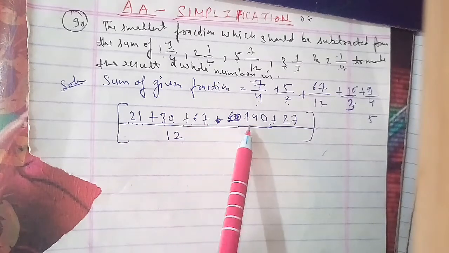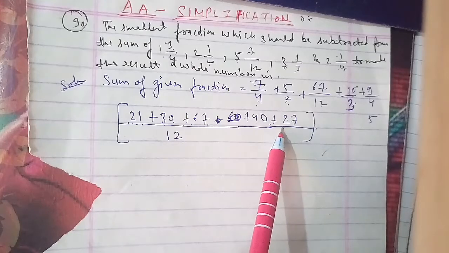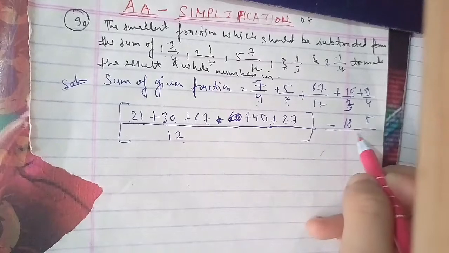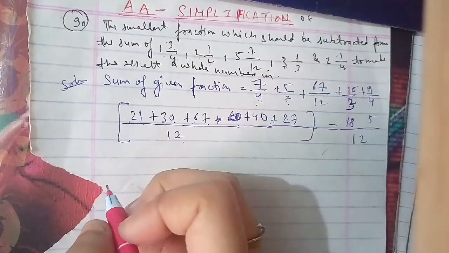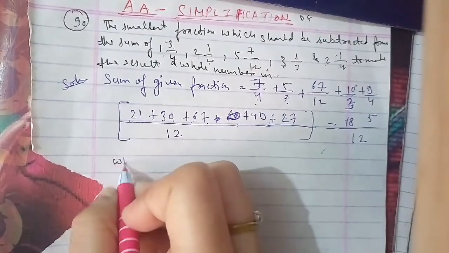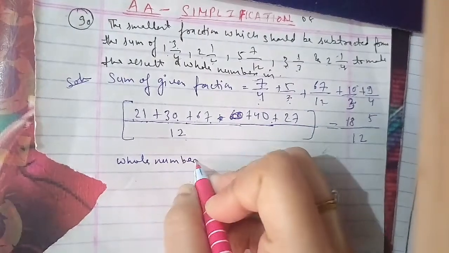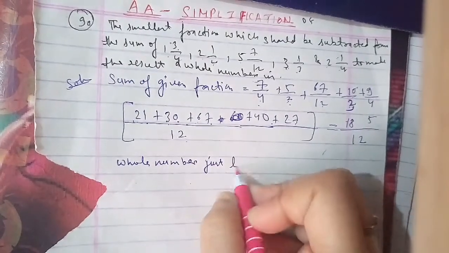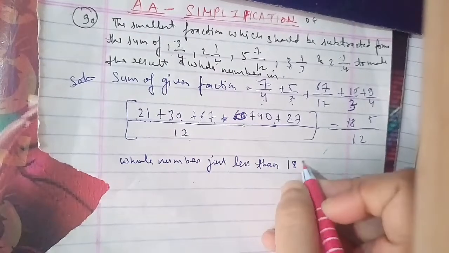And for this, the whole number just less than 185 upon 12 that we have is 15 here.